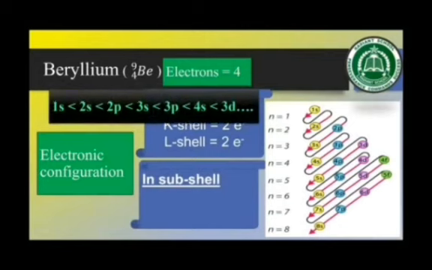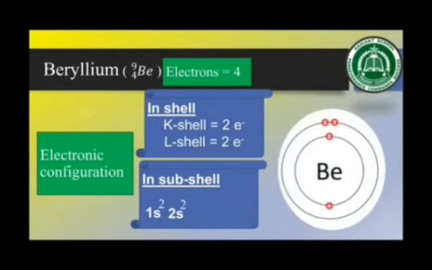According to the Aufbau principle, you can use this Aufbau principle diagram, or you can also learn this sequence to arrange the electrons in subshells. Okay, first 1s. S can accommodate 2 electrons, so 2 will come over here. Then 2s. It can also accommodate 2 electrons, so 2. How many electrons are there? 4. So 1s2, 2s2 is the electronic configuration of beryllium. If you see the structure of beryllium, in first shell 2 electrons, and second shell there are 2 electrons.